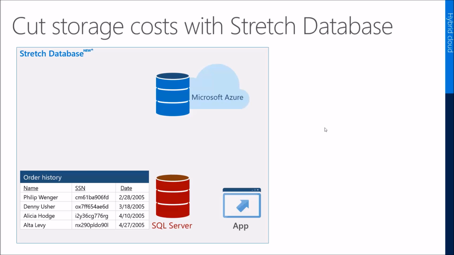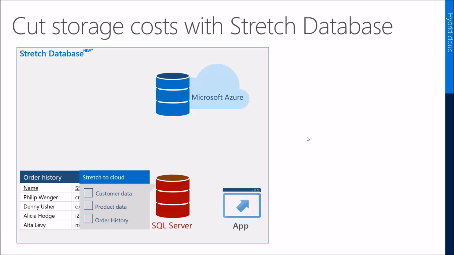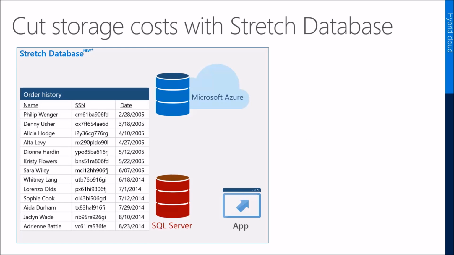So this little animation on PowerPoint shows us what's going on. Let's say we want to stretch our order history database. So we pull up the wizard, we pick order history, and then put in the criteria, or we could say entire table. And that's going to stretch the data into Azure.